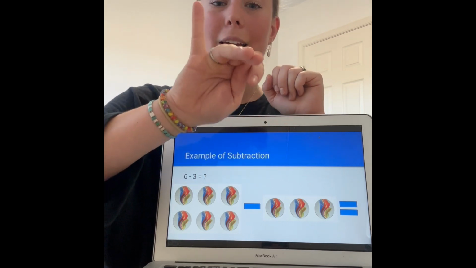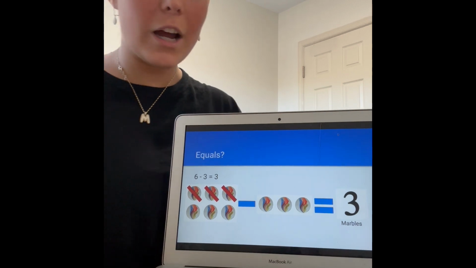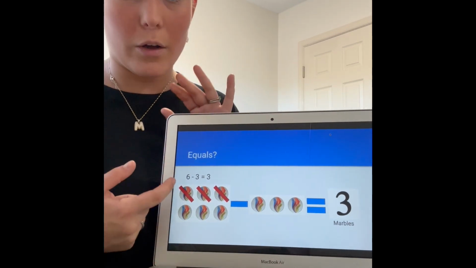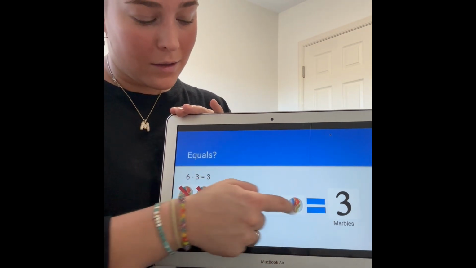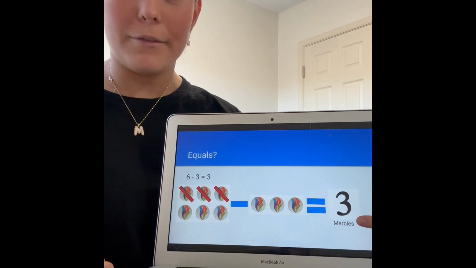Correct, 3. Good job. Here's a little representation, you guys. You can also do it if you were seeing this on a piece of paper. You can also maybe mark out 3. Say these are the 3 you want to take away, and it leaves you with the remaining 3.